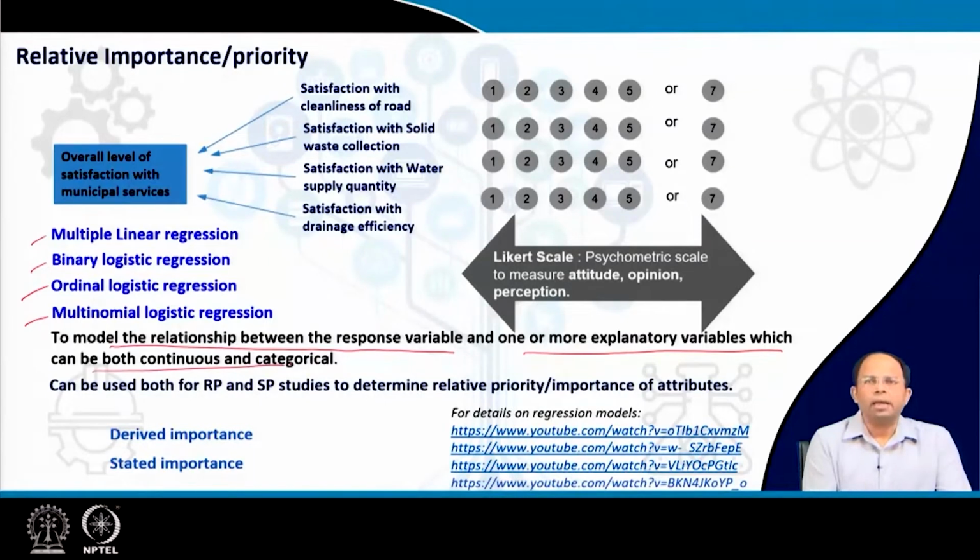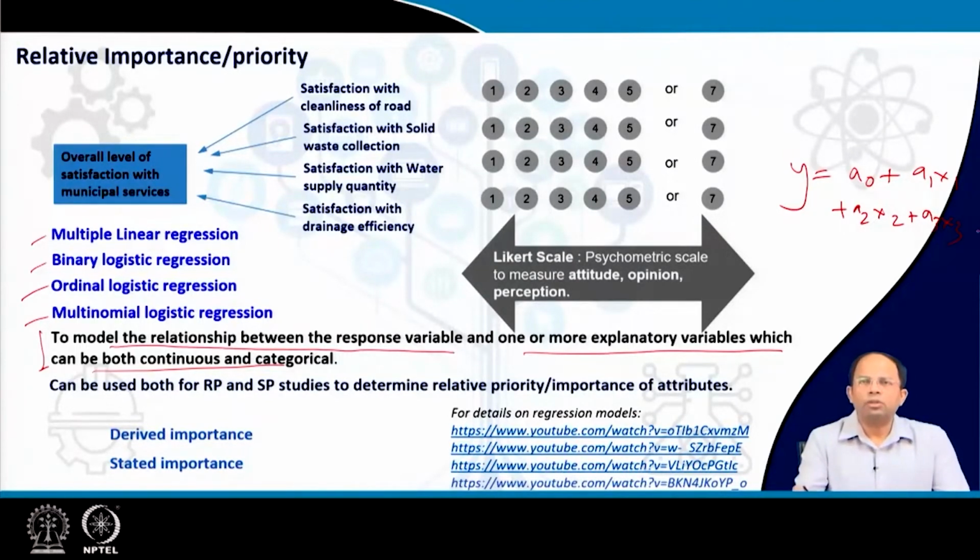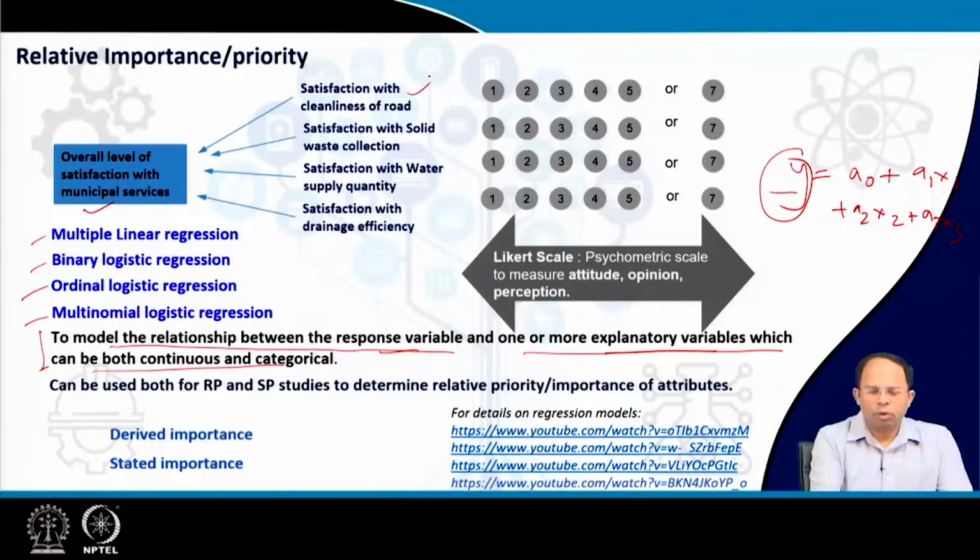both continuous and categorical. So as you can see, if I have y equal to a0 plus a1 x1 plus a2 x2 plus a3 x3, where x1, x2, x3 are the explanatory variables, and y is the response variable. Now, to give you a better example, overall level of satisfaction with municipal service is y, whereas x1, x2, x3 are satisfaction with cleanliness of roads, satisfaction with solid waste collection, satisfaction with water supply quantity, satisfaction with drainage efficiency, and so on.